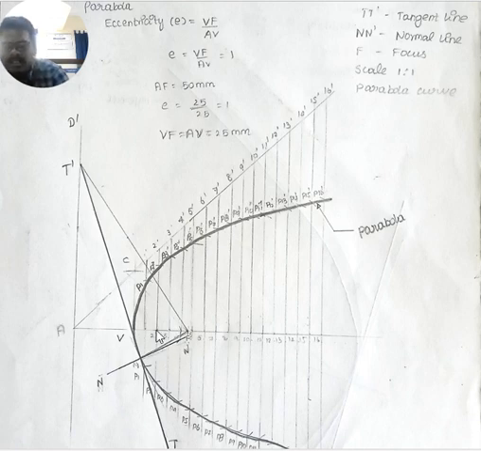Okay, similarly, measure the distance 2 2 dash as radius in your compass. F as center point, make an arc on the 2 2 dash line above the axis, below the axis. Name it as P2, P2 dash. Then again, similarly, measure the distance 3 3 dash as radius. F as center point, make an arc on the 3 3 dash line above the axis, below the axis.